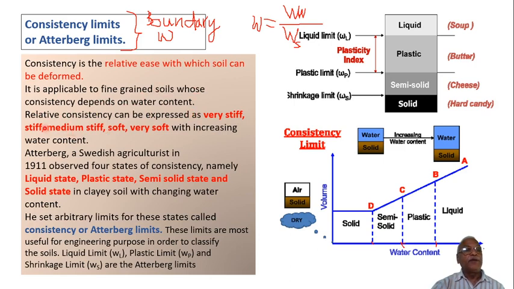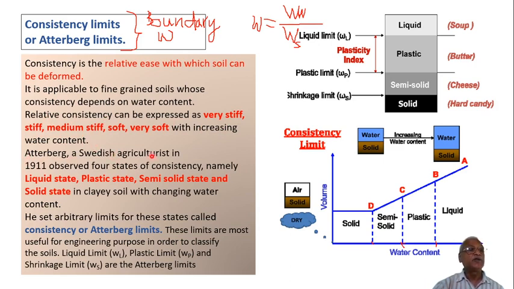Now relative consistency can be expressed in descriptive words as very stiff, medium stiff, soft and very soft, with increasing water content. As the water content increases, it becomes softer and softer, and as the water content decreases, it becomes stiffer and stiffer. So that is how relative consistency is described in terms of words.